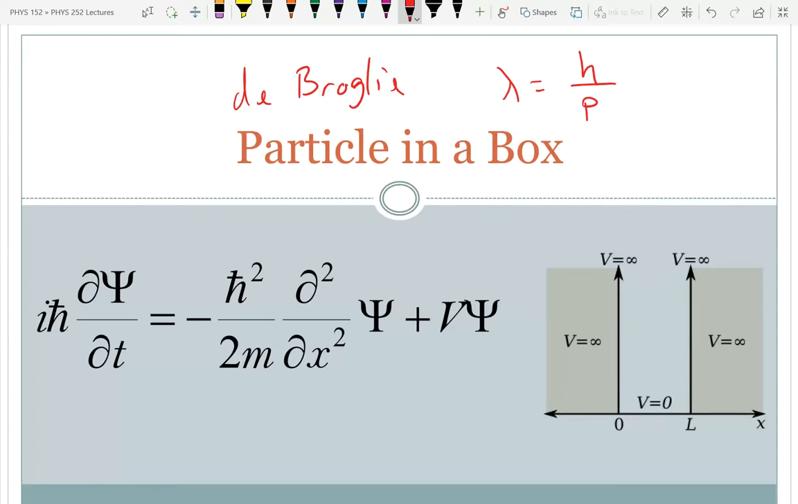And so he went off and did some work, and he used an energy balance equation, that is, the kinetic energy plus the potential energy is equal to the total energy, and came up with a wave equation, and that is Schrödinger's wave equation. That is the equation that has, on the left side, the total energy.